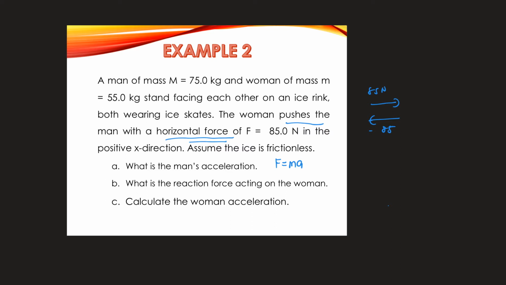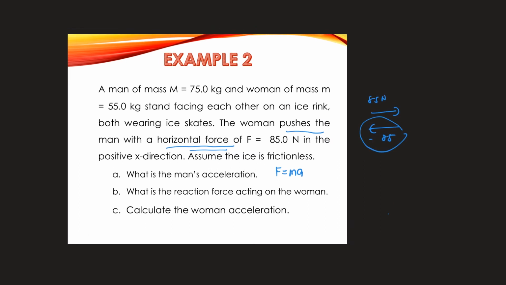What is the reaction force acting on the woman? Okay, the question asks you to find the force acting on the woman, which is the man pushing the woman with negative 85 Newton to the left. Calculate the woman's acceleration. You already have the force acting on the woman, which is negative 85 Newton, and then you have the mass of the woman. So the acceleration here you are going to get is negative, which means that she is going to move to the left, which is the negative x direction.